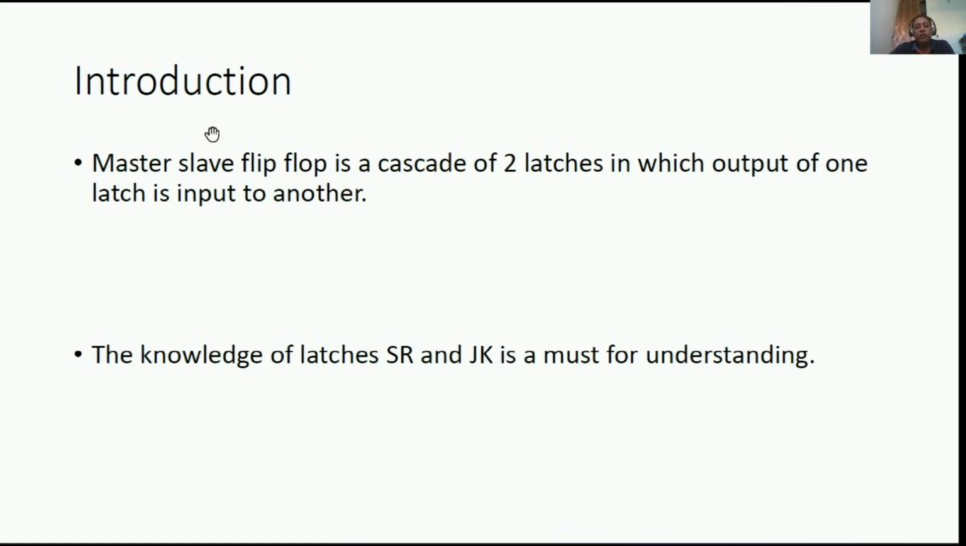Right now I assume that you know how a JK latch works. First of all, the master slave flip flop is a cascade of two latches, meaning one latch and then another latch. The output of one latch is connected to the input of the other latch, and this is how the flip flop works.